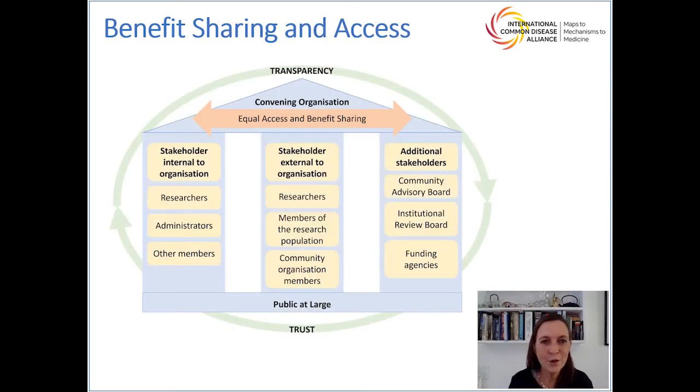This figure gives an overview of how we approached thinking about benefit sharing and access in terms of transparency and trust, and about equality of access and benefit sharing. We looked at stakeholders that were internal to the organization, stakeholders that were external to the organization, and then we also considered additional stakeholders that didn't fall specifically into either of these categories.